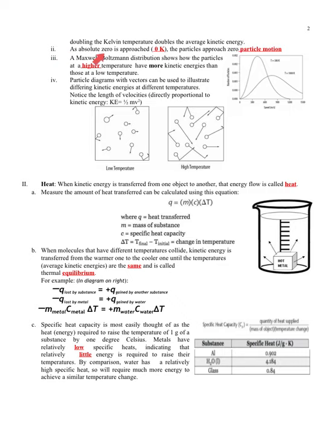Now, absolute zero is when we're approaching 0 Kelvin. And particles at absolute zero have no motion, so zero particle motion. We're going to revisit the Maxwell-Boltzmann distribution graph, and it shows how particles at higher temperature have more kinetic energy than those at lower temperature.